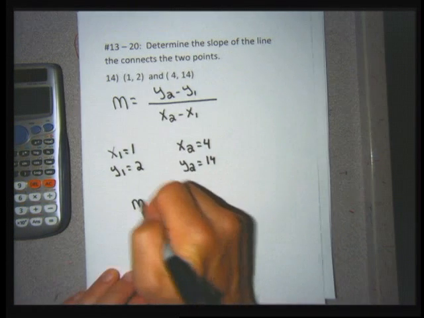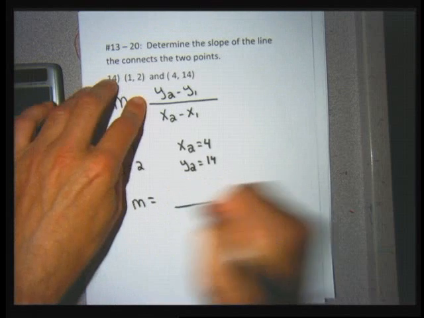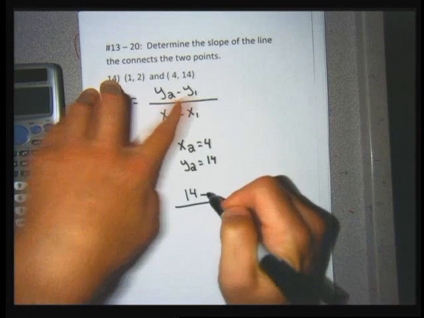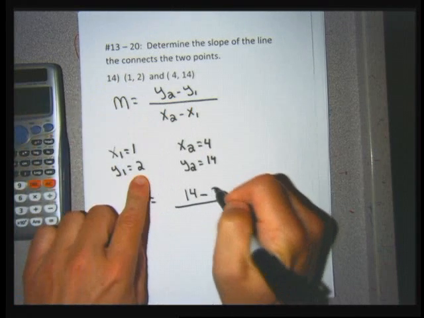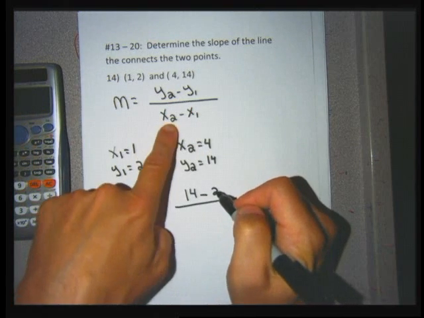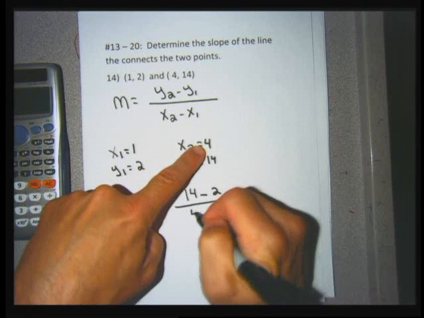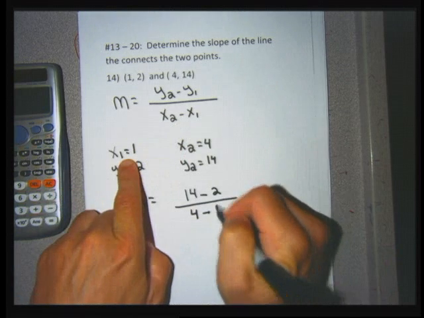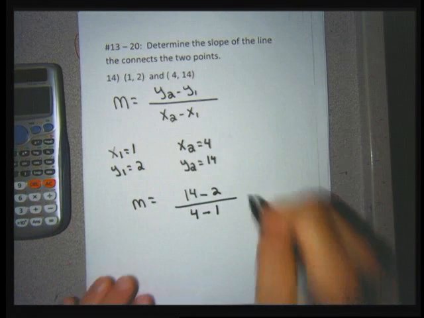I'm going to go m equals, and in place of y2, I'm going to put the number 14. Then I'm going to put a minus sign. In place of the y1, I'm going to put the number 2. In the denominator, in place of the number x2, I'm going to plug a 4. I'm going to have the minus sign from the formula, and in place of the x1, I'm going to put a 1.